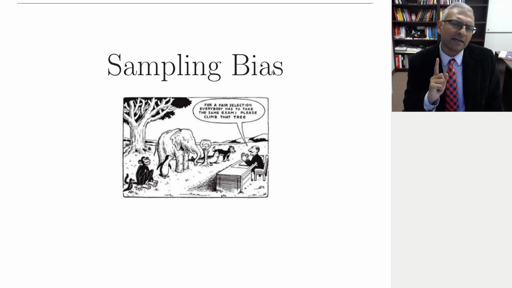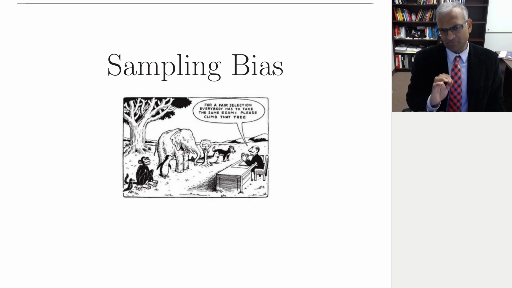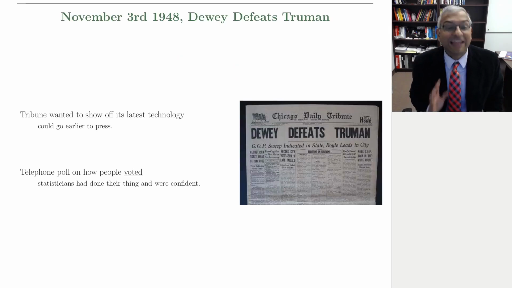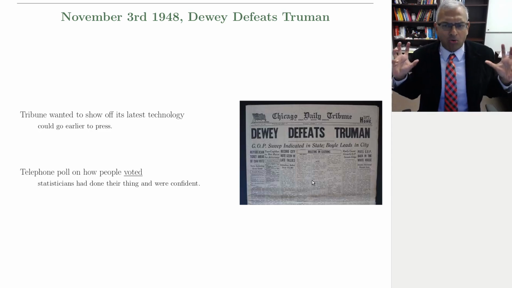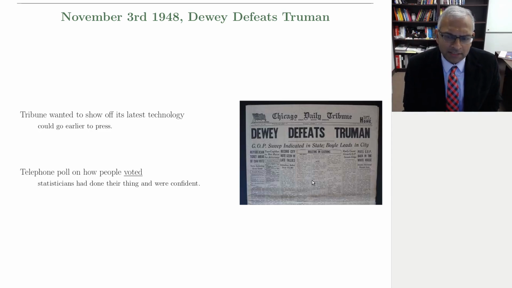Now let me show you an example from history, and it's a pretty impressive mistake that was made. It made headlines, let's put it that way. November 3rd, 1948, Chicago Daily Tribune reports Dewey defeats Truman. And they don't report this in small letters. It's big, bold, Dewey defeats Truman. Okay, now what's going on here?